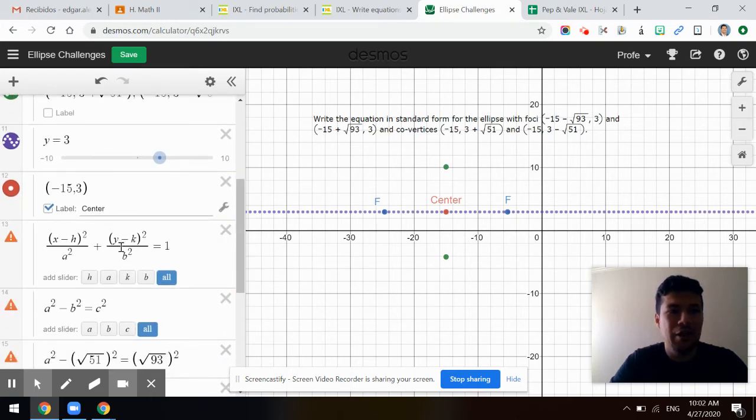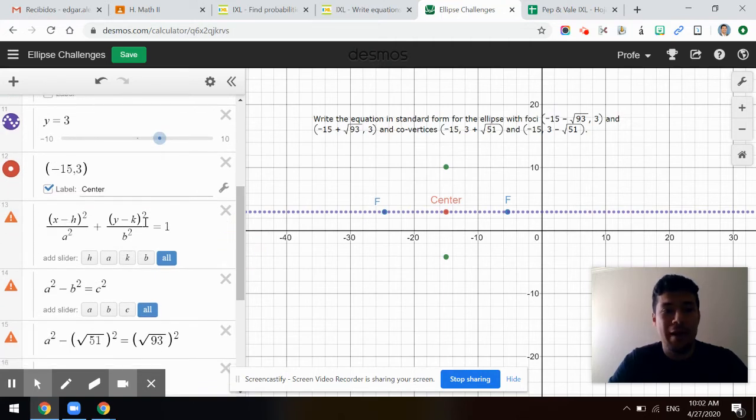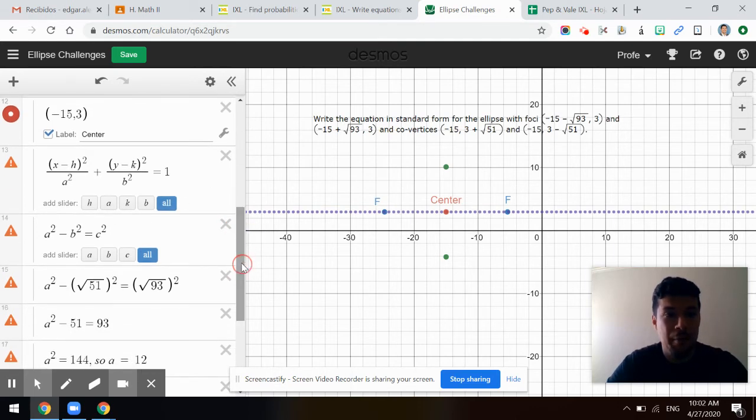Next thing, I'm going to look at my standard form. That's x minus h, quantity squared, divided by some quantity a squared, plus y minus k squared over b squared equals 1. I could go ahead and fill out my h and k, but let's go ahead and figure out a squared and b squared.